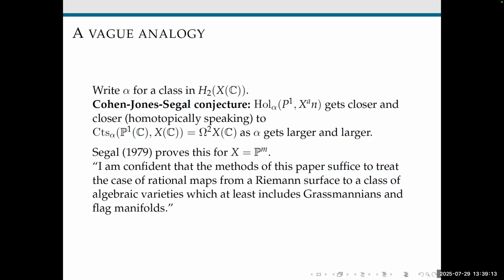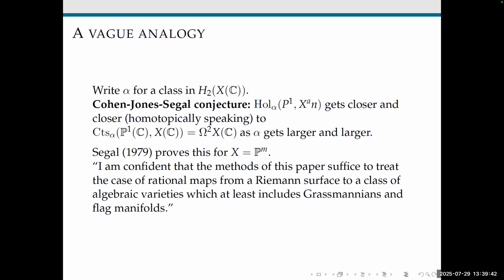And I think this story starts around 1979 when Segal writes a paper about this, proving that this statement is correct when the target is a projective space. So studying maps from P1 to Pm, the space of degree d holomorphic maps from P1 to Pm is just like lists of degree d polynomials. We can understand that very well. It's subject to some non-degeneracy condition. And Segal shows that as the degree gets larger and larger, that approximates the double loop space of Pm.